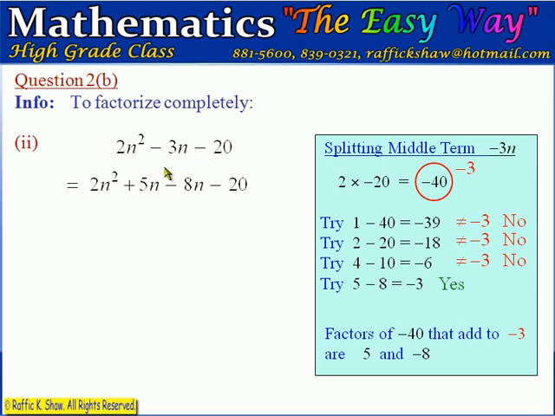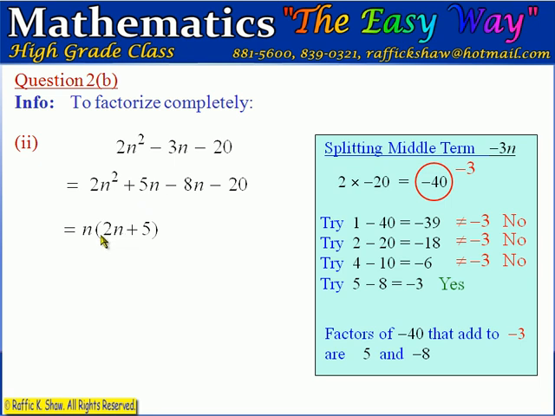And therefore, the expression becomes 2n squared from here. The negative 3n, we split it into plus 5n minus 8n. And the negative 20 comes back here. And now we have 4 terms, and we can proceed by factorizing by parts or factorizing by grouping in the normal way. And so we look for a common factor in the first 2 terms here. And in this case, the common factor is n. The highest common factor, that is n.